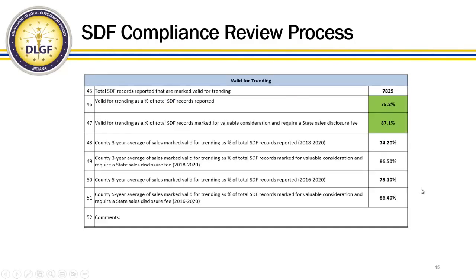Lastly, we also can include a section that's valid for trending. This is really just informational only, and it's something that we try to highlight for the county assessors. Particularly these 2 sections here that I've got in green are things that we want to try and, again, highlight for you. We look for this first percentage that we've listed on the example, 75.8, the valid for trending as a percent of total SDF records reported. If it is under 35%, that is going to probably be an issue for you later on.